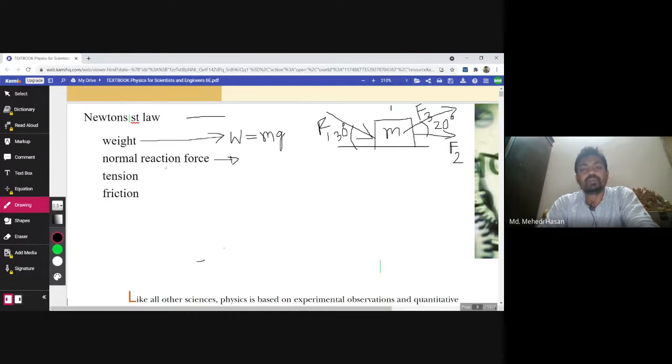So weight is always present, W equal to mg, downward. And the normal reaction force, when does it occur? If there is a surface involved. If the object is on a surface, say I am sitting on this floor, or on a particular surface, then due to my weight there is a reaction force in the upward direction. This is the normal reaction force. But if the object is moving downward, with no contact with any surface, then there is no normal reaction force involved.